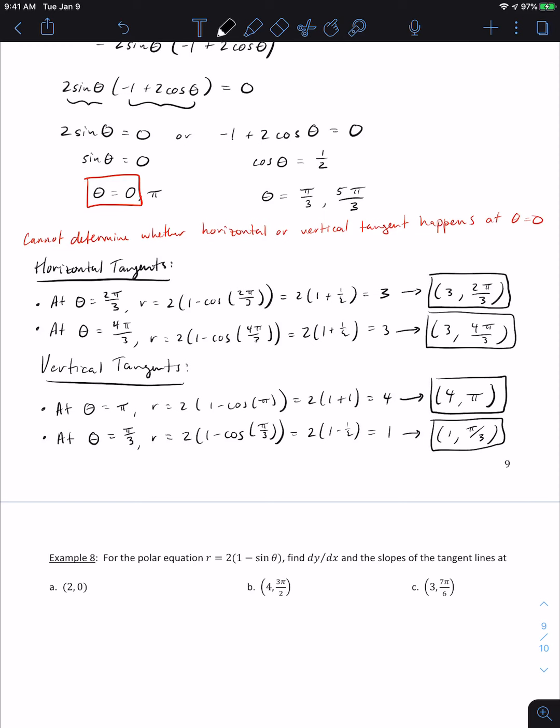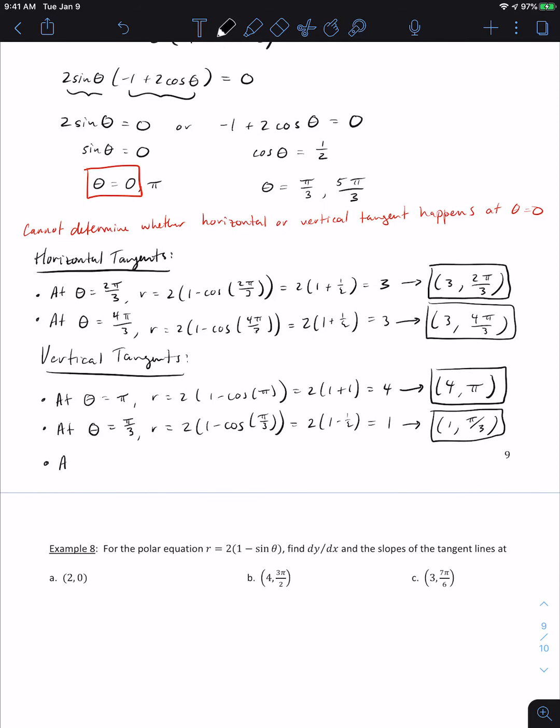And then finally, at theta equals 5 pi over 3, r equals 2 times 1 minus cosine at 5 pi over 3. At 5 pi over 3, cosine is positive 1/2. So I end up getting 1 here, which is the point 1, 5 pi over 3.